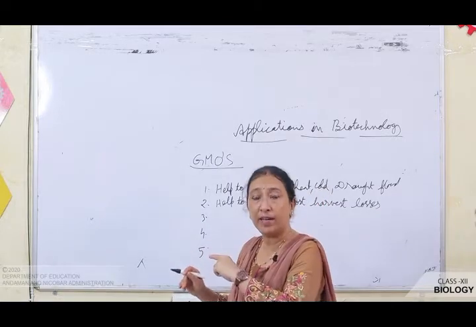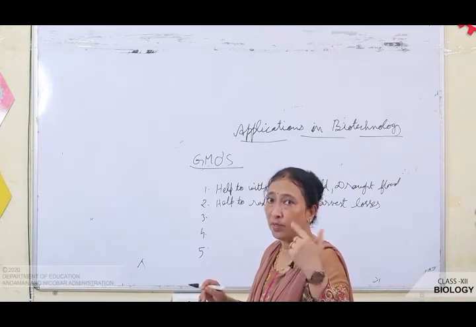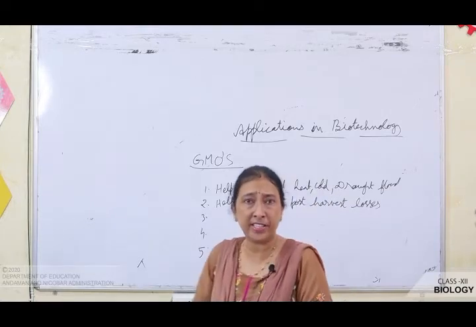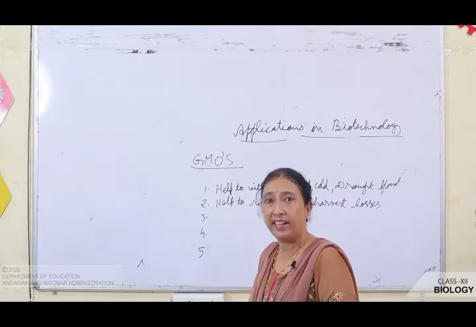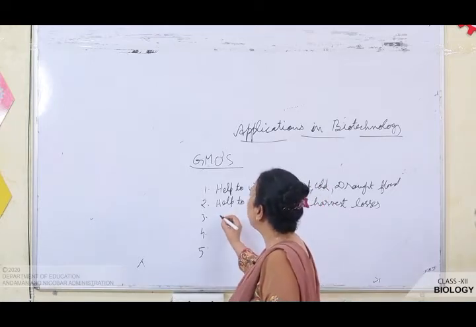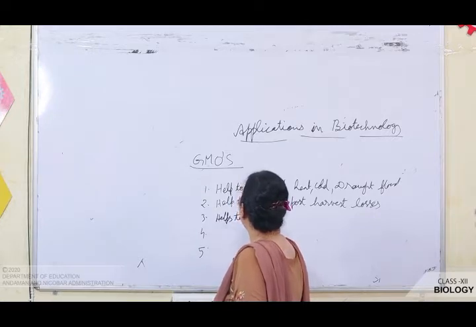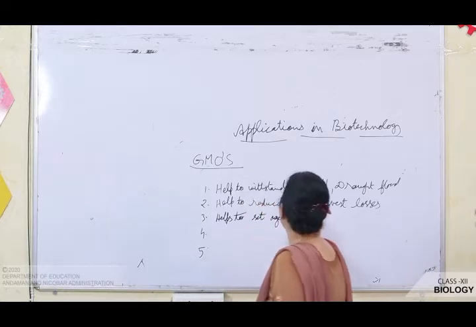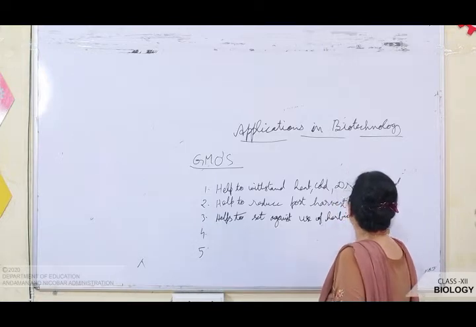Third, here we are mentioning plants. Why we are using genetically modified plants, disease resistance in plants, why genetic engineering is used in plants. So these are the factors why we need biotechnology in the agriculture field. Why do we need genetically engineered crops? Then the third is that it helps to set against the use of herbicides, pesticides.